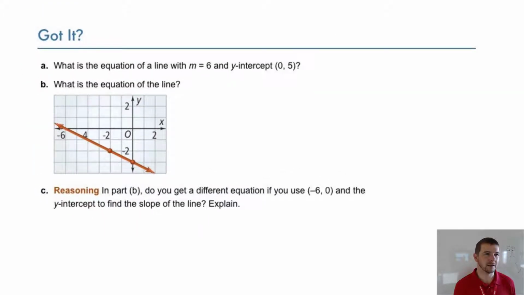Your turn, part A. What is the equation of a line with m equals 6 and y-intercept (0, 5)? Part B. What is the equation of the line shown here in a graph? And part C, a reasoning item. In part B, do you get a different equation if you use (-6, 0) and the y-intercept to find the slope of the line? Explain.